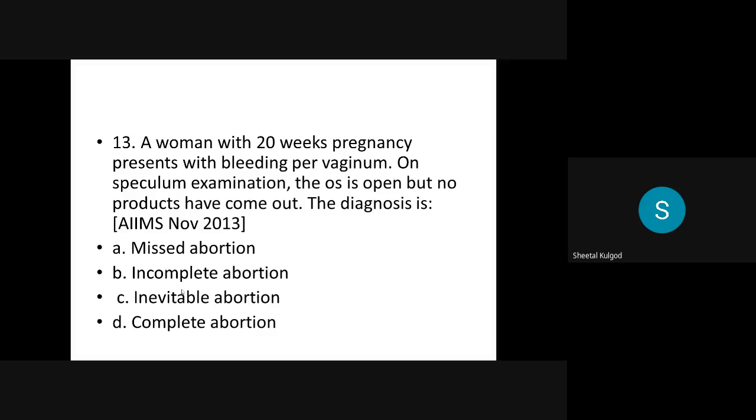Next question. A woman with 20 weeks pregnancy presents with bleeding per vaginum. On speculum examination, the os is open, but no products have come out. The diagnosis is missed abortion, incomplete abortion, inevitable abortion, or complete abortion. Yes, anybody with the answer?